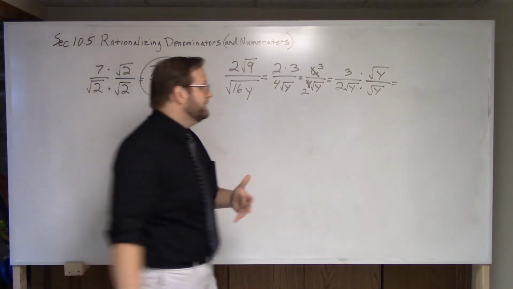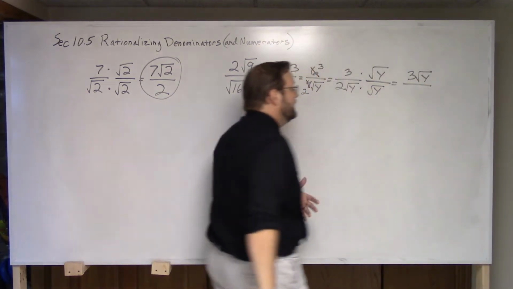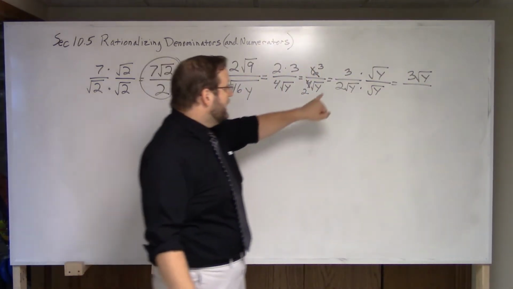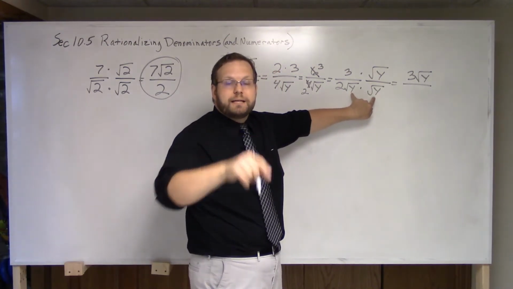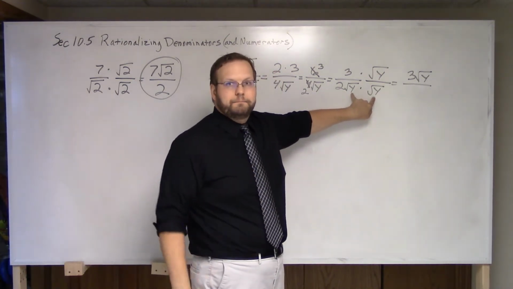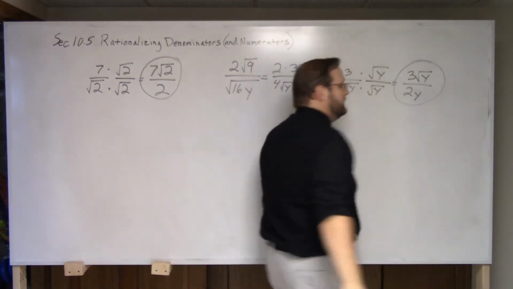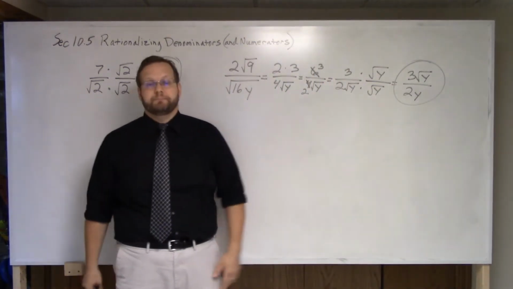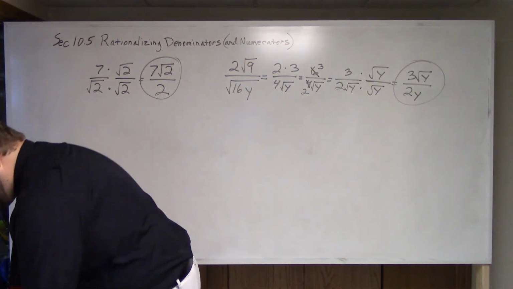When I do that, I get 3 root y on the numerator, and then in that denominator, I have 2, and then this product here. But what's square root of y times square root of y? Y. So I get 2y in that denominator. Nothing more than that. Let's now look at another one.